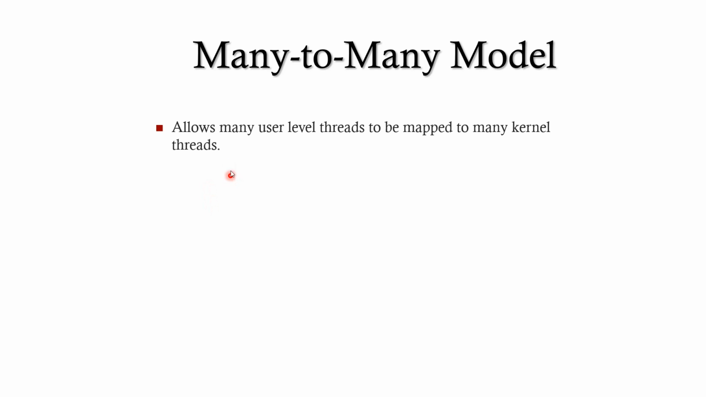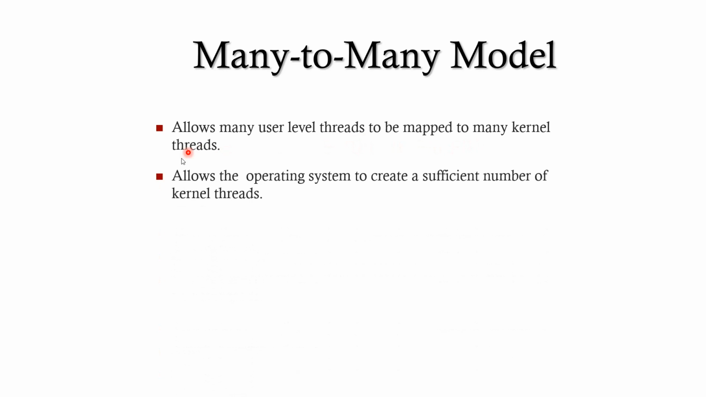Next model is many to many. Here many user level threads are mapped to many kernel threads. This allows the operating system to create a sufficient number of kernel threads. Examples are Solaris, and Windows NT 2000 with the ThreadFiber package.